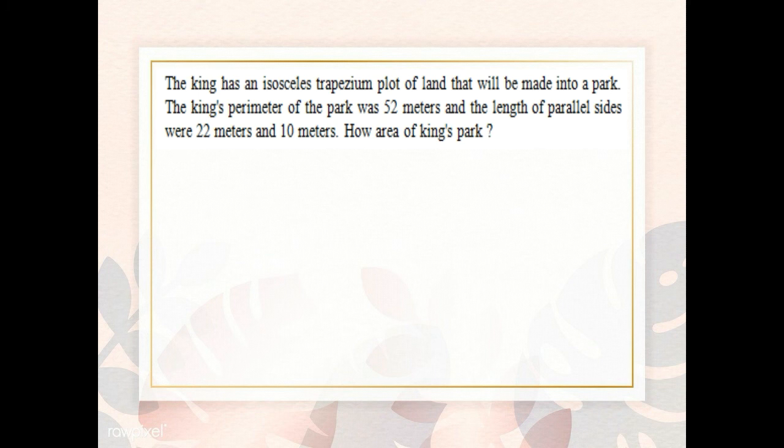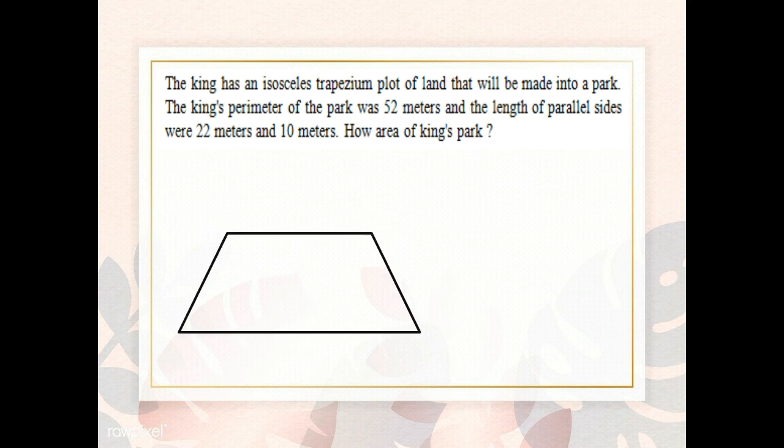Now let's try to solve the king's problem. The king has an isosceles trapezium plot of land that will be made into a park. The king's perimeter of the park was 52 meters, and the length of parallel sides were 22 meters and 10 meters. First, let's sketch the king's isosceles trapezium park. Suppose this trapezium is named ABCD.